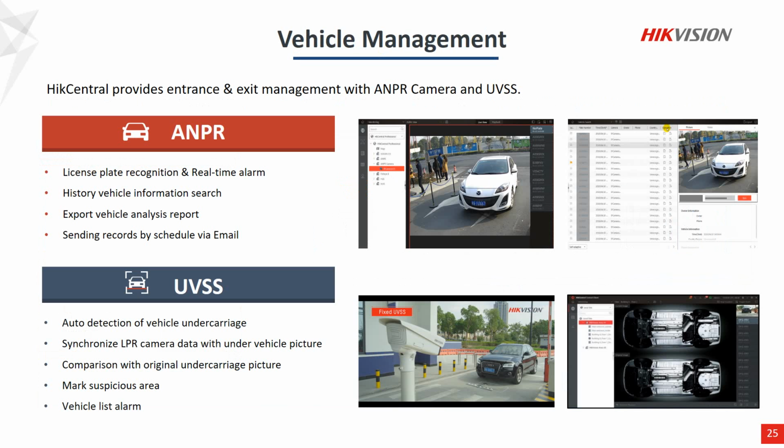Alright, about the vehicle management. Previously, we have the ANPR and the UVSS. You see that with the ANPR solution, the plate number and also the records can be checked on the control client, and also the UVSS, the auto detection of the vehicle undercarriage. And also with the ANPR cameras, we can also do the alarms.